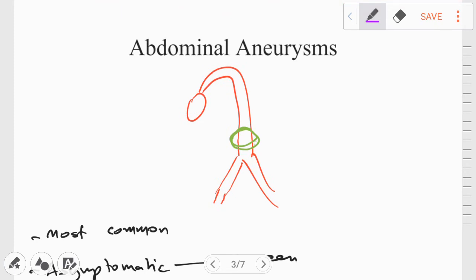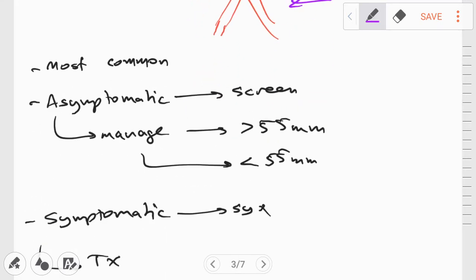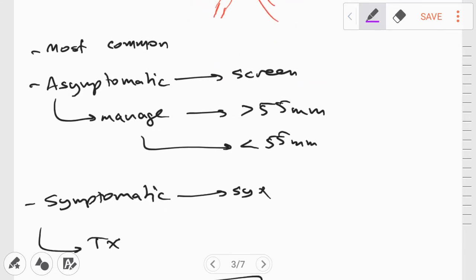And now we'll go into the detail of specifically abdominal aneurysms. In this diagram, what you can see is the anatomy of the abdominal aneurysm. It most commonly occurs right before the bifurcation of the abdominal aorta into the common iliacs. So now, first of all, you have to understand that it is most common, and we can talk about how we manage the asymptomatic abdominal aneurysm versus the symptomatic aneurysm.